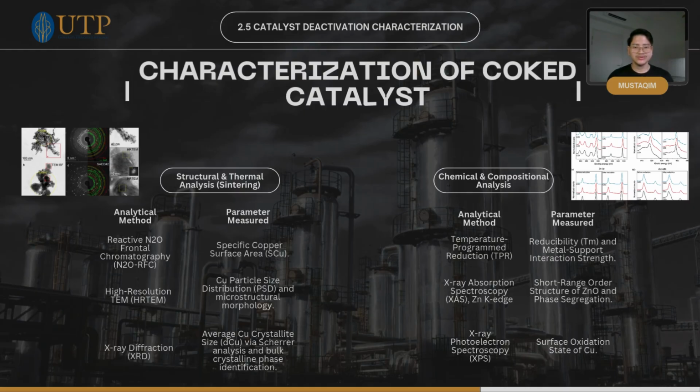HRTEM visually confirms this by imaging the copper particle size distribution, revealing the particle growth that is characteristic of sintering. The second one is the chemical and compositional analysis. Temperature programmed reduction (TPR) directly probes the chemical reactivity and redox properties of the catalyst. Techniques like XAS and XPS are employed to confirm chemical segregation and the undesirable formation of new inactive phases, such as spinel.